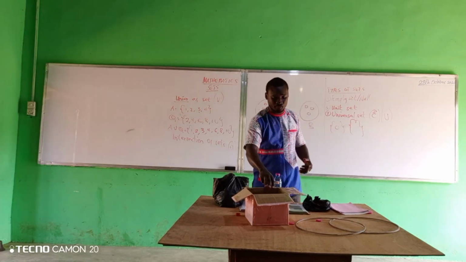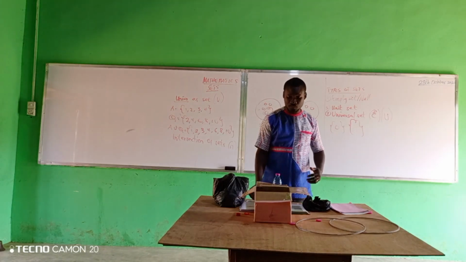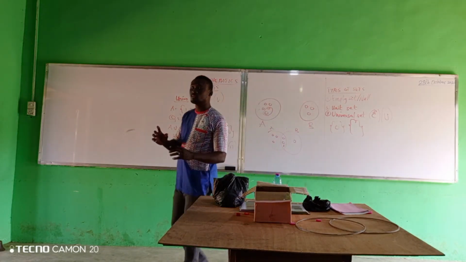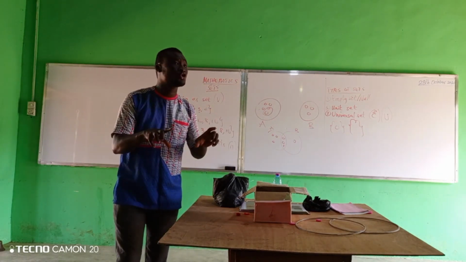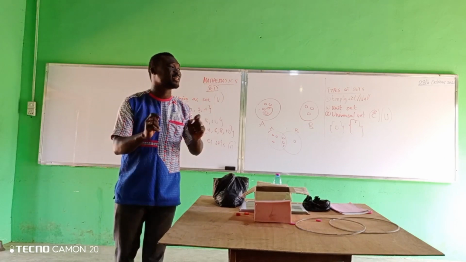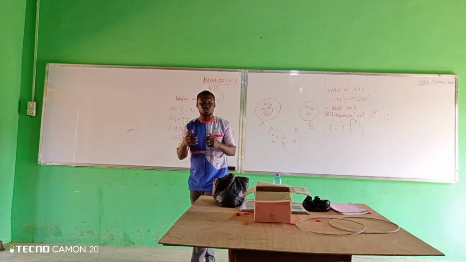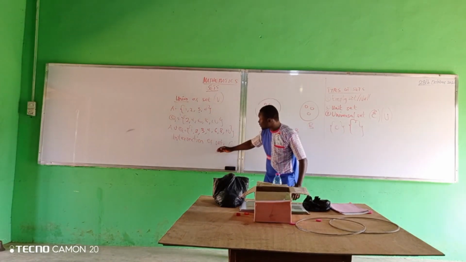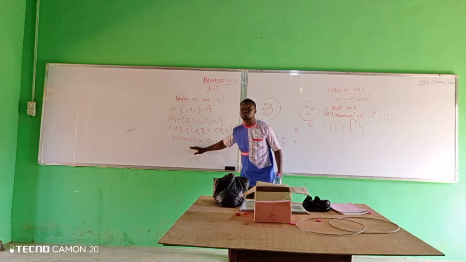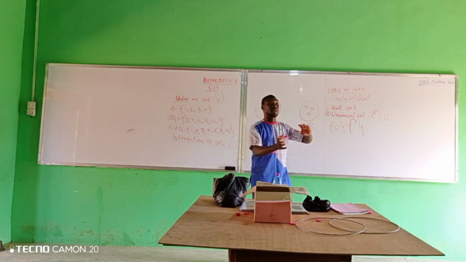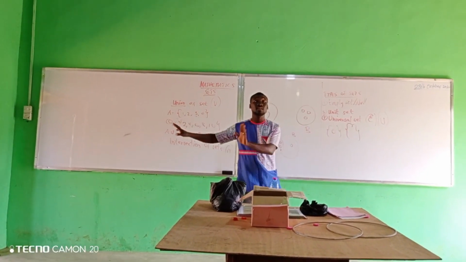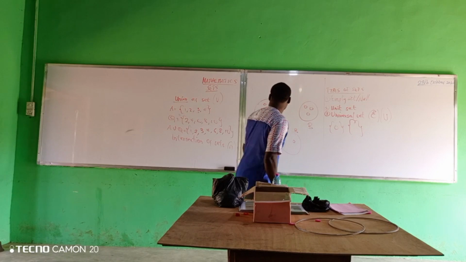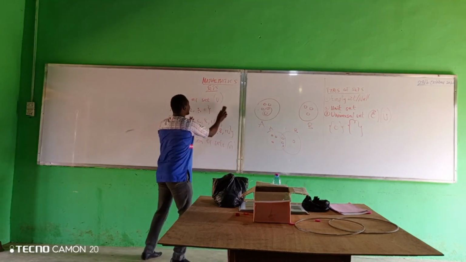At our level, we are to know how to demonstrate two intersecting sets. I have spoken about the intersection of sets already. And then here, the two intersecting sets.